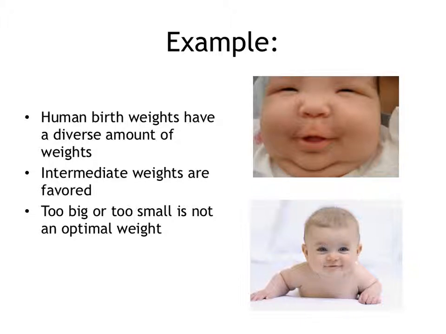An example of this type of selection is human birth weight. When humans give birth, an intermediate birth weight is ideal and better favored, as too big or too small of a baby head has an increased chance of complications.